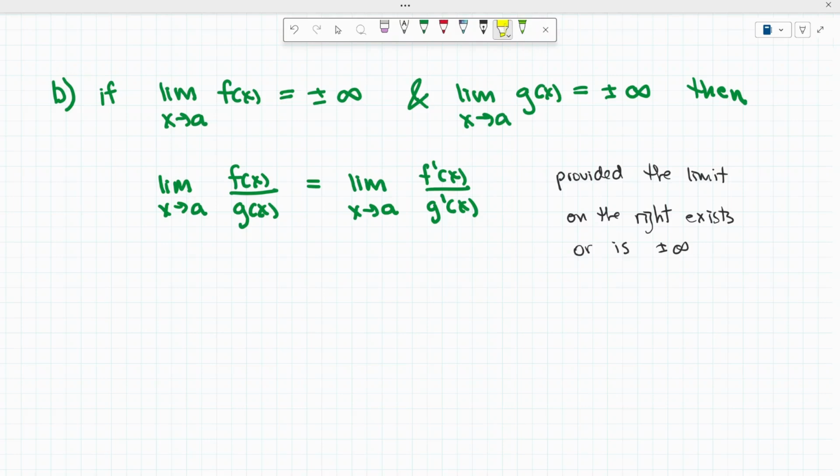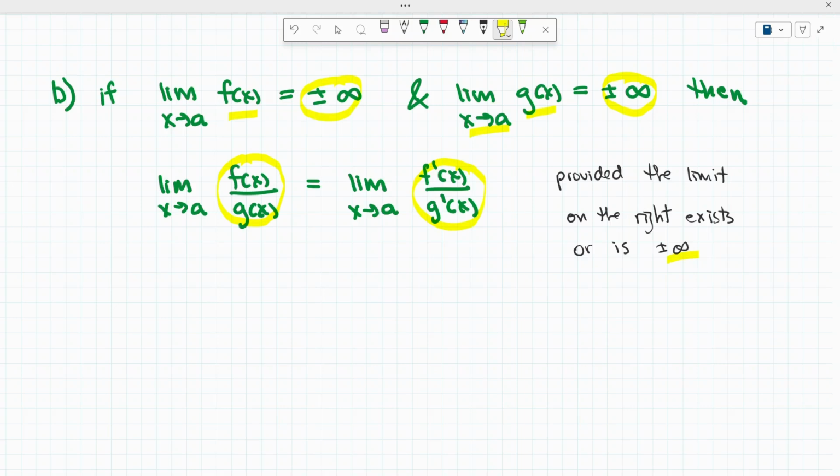So if we see that the limit as x approaches a of f of x is plus or minus infinity, and the limit as x approaches a of g of x is also plus or minus infinity, then we can do that same thing. We can say that the limit of f over g is equal to the limit of f prime over g prime, again provided that the limit on the right exists or is plus or minus infinity.